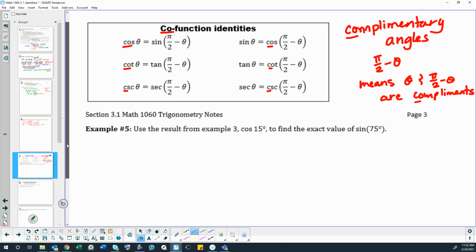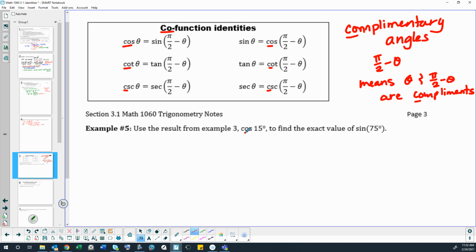Okay, let's look at example 3, the cosine of 15 degrees. Do you remember what we found for that one? That was square root of 6 plus square root of 2 over 4, something like that. We're going to use that answer to help us find the exact value of the sine of 75 degrees. Well, the sine of 75 degrees could be rewritten as the sine of 90 minus 15 degrees, correct? Wouldn't that mean the same thing?